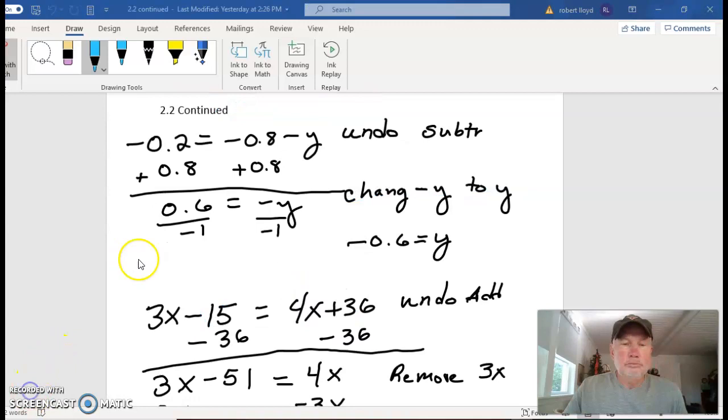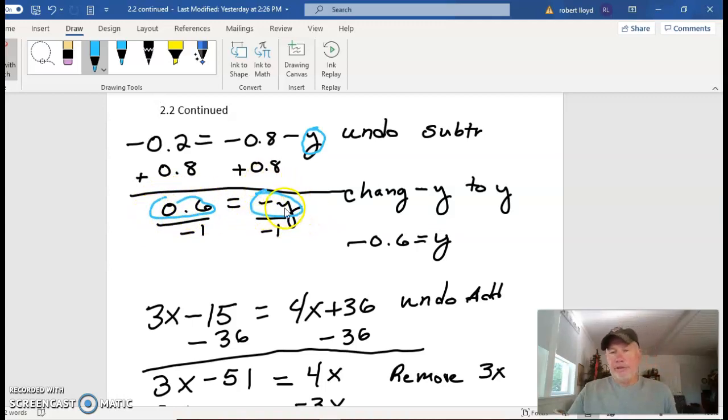Let's take a couple more examples here. So here's our variable out here, the y. We want to get that all by itself. So with it is a negative 0.8. So we add the 0.8 to both sides. And over here, we'll get 0.6 equals a negative y.